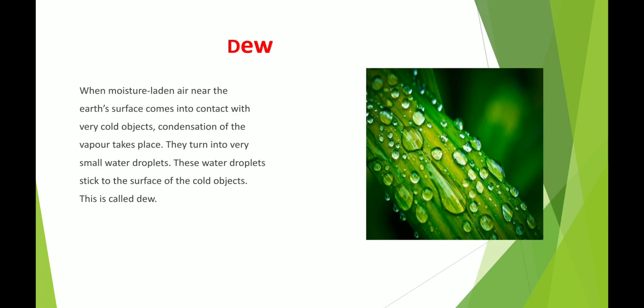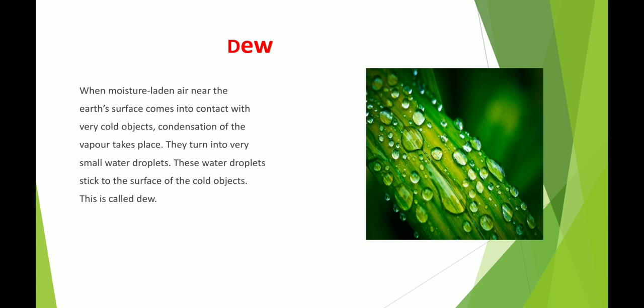Next, dew. You can observe in the picture how dew drops appear on the grass blade, shining like pearls. These mainly occur in the winter season, because in winter the temperature is low, and when moisture-laden air near the earth's surface comes into contact with very cold objects, condensation of the vapor takes place and it turns into very small water droplets.